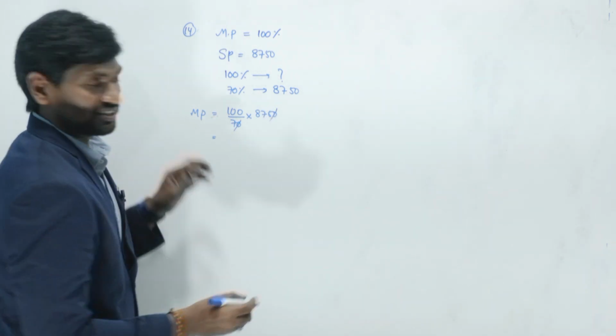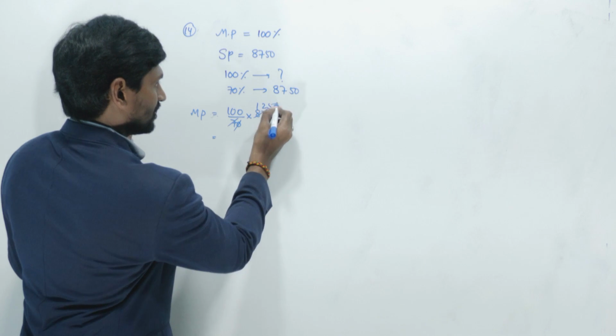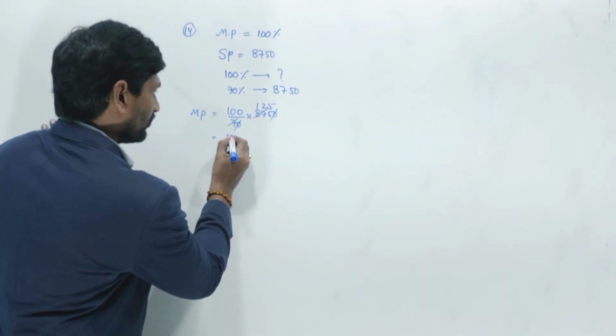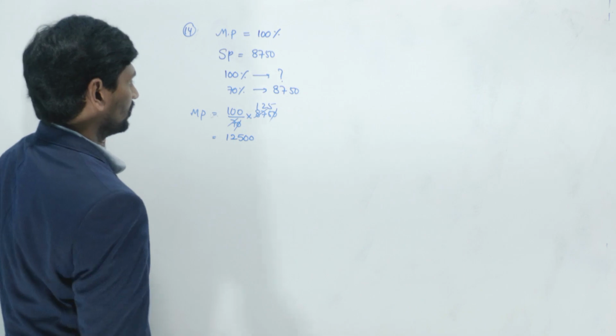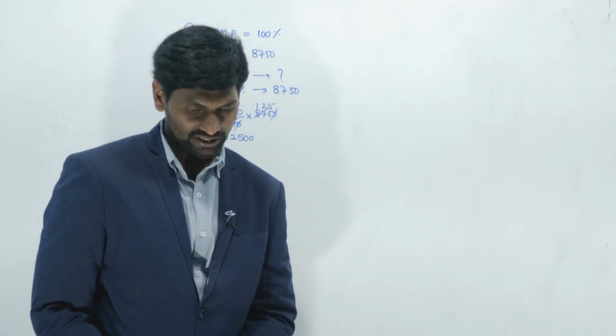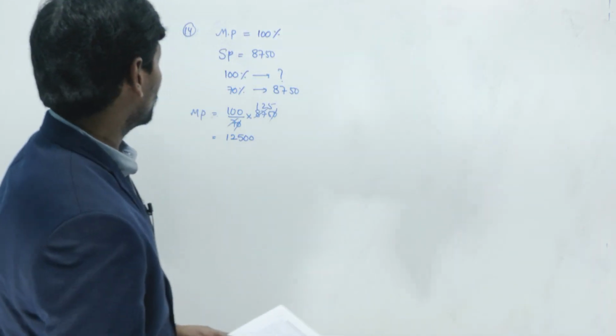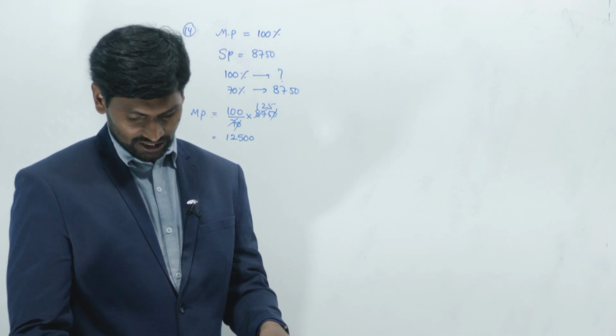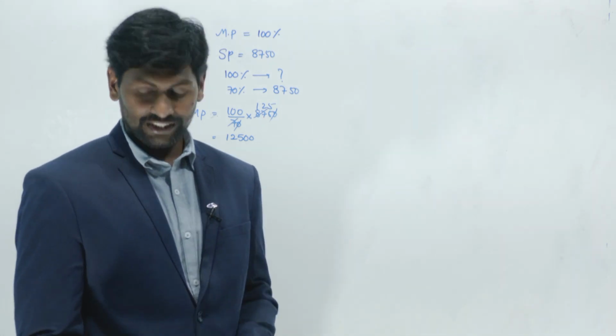So 0 0 cancel, 7 1s are 7, 2s are 14, 7 5s are 35, 125 times 100, 12,500 will be the market price. What is the label price he asked? Labeled price or market price, only we have found that. Okay, let us go to the next problem.